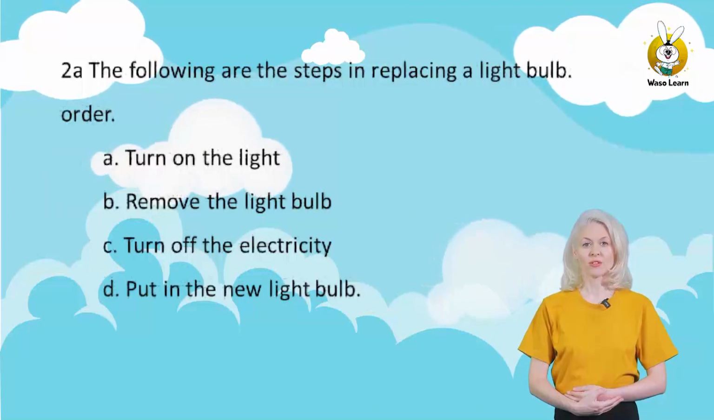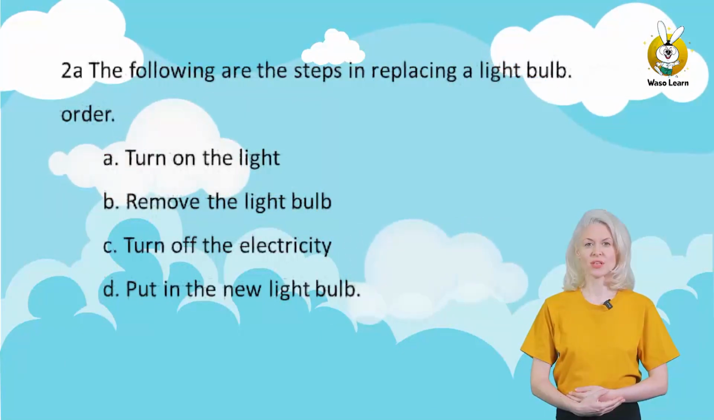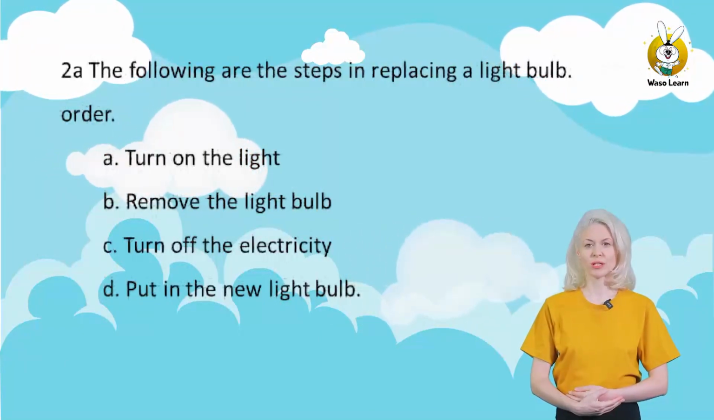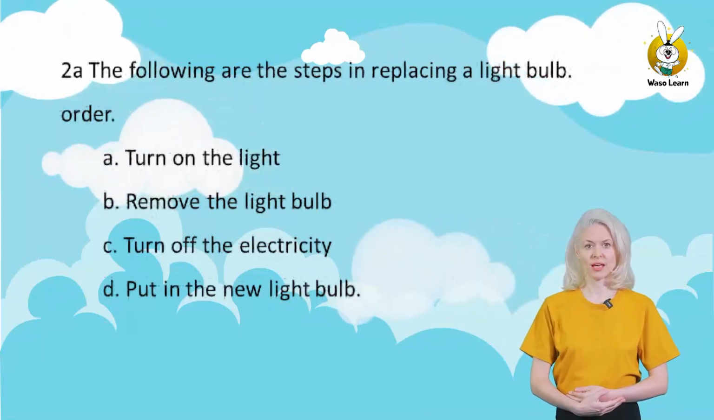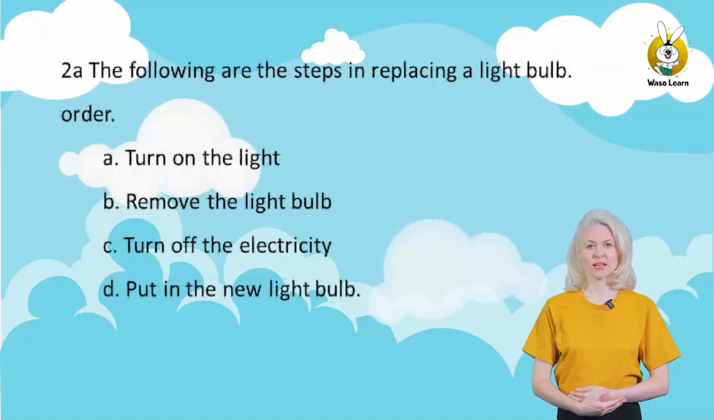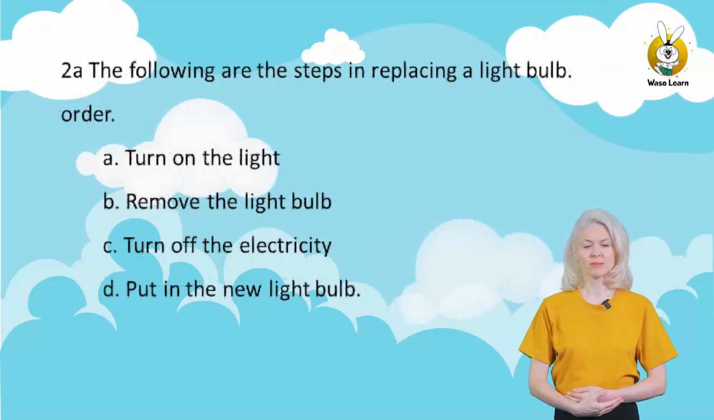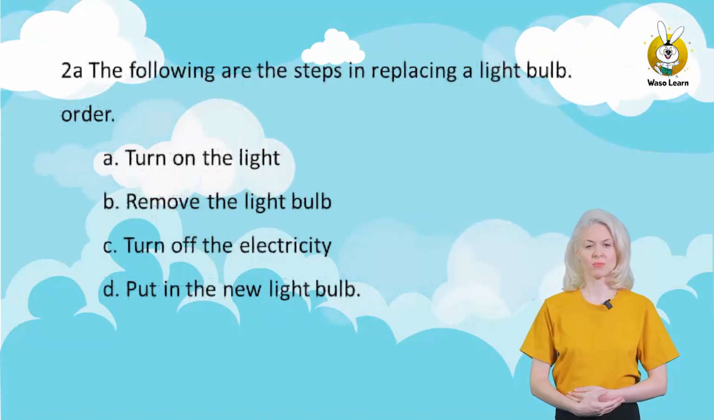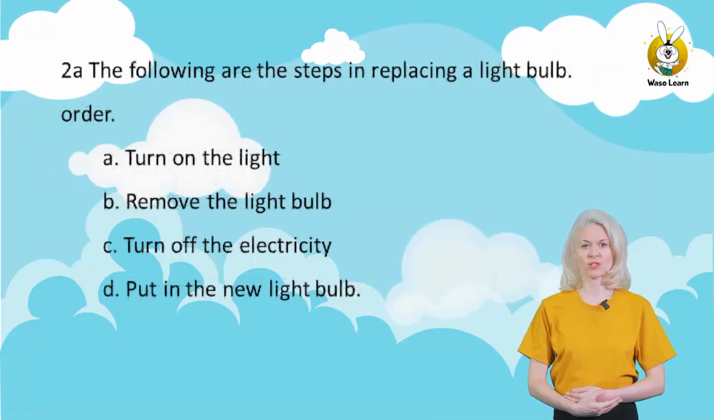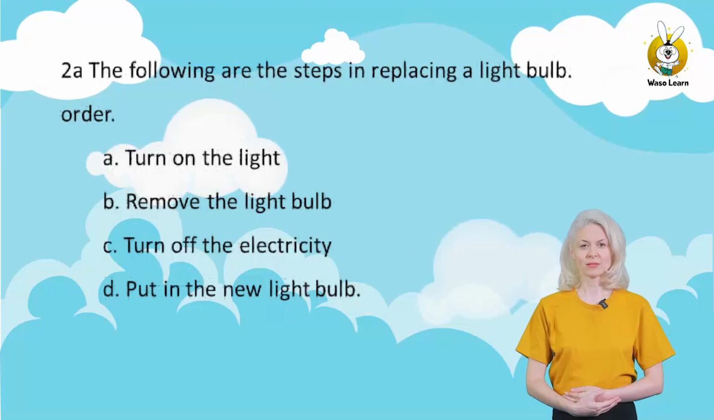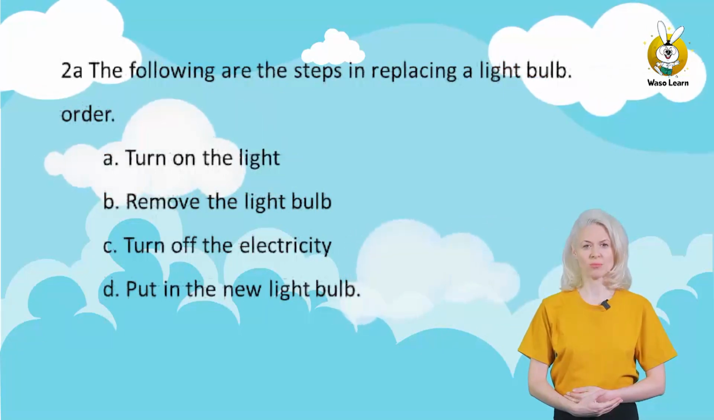2a. The following are the steps in replacing a light bulb. Put the sentences in the correct order. A. Turn on the light. B. Remove the light bulb. C. Turn off the electricity. D. Put in the new light bulb.